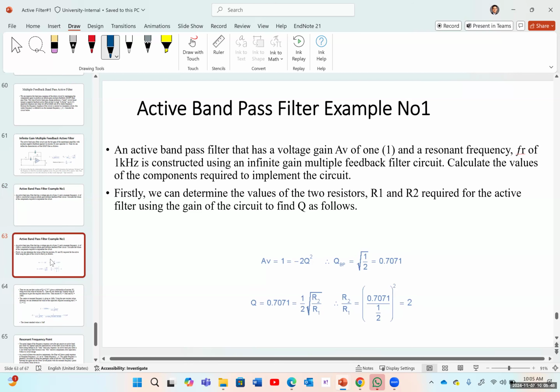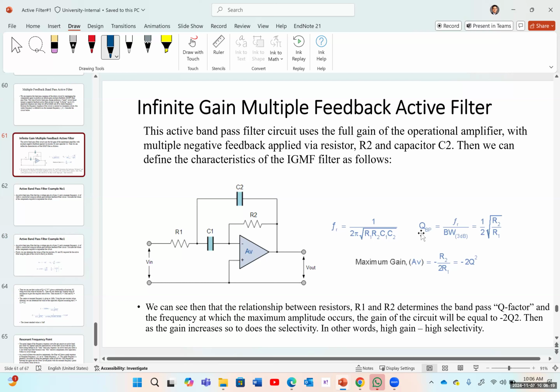So for an active filter, we have to first determine the value of the two resistors, R1 and R2. The gain AV is 1, so negative 2Q squared is going to be equal to 1. In other words, Q is going to be 0.707. So when Q is 0.707, that's going to be equal to half of the square root of R2 over R1. Again, we're using this equation, and Q is equal to half of the square root of R2 over R1.